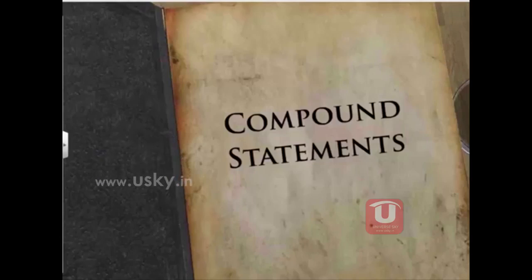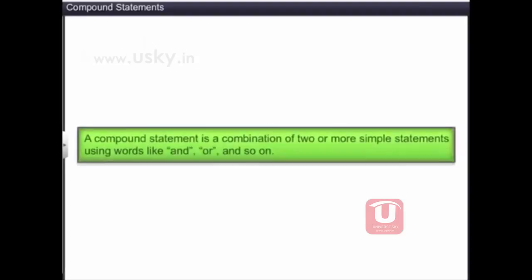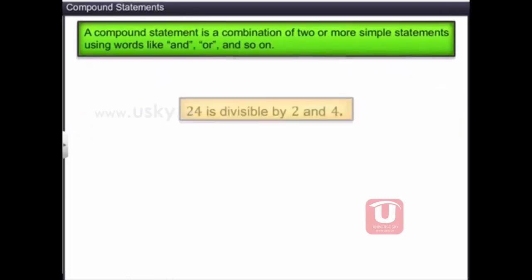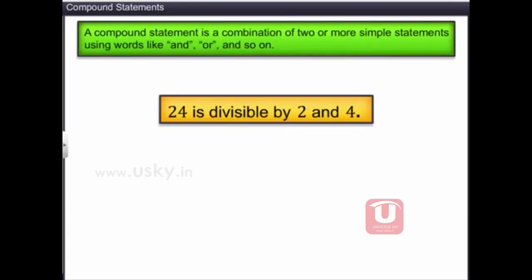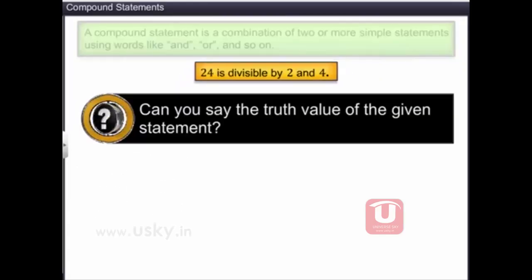In this module, you will learn to justify the truth value of a compound statement and identify quantifiers in mathematical statements. We know that a compound statement is a combination of two or more simple statements using words like and, or, and so on. Such words are called connecting words. Let's consider the statement 24 is divisible by 2 and 4. Can you say the truth value of the given statement? In order to determine the truth value of the compound statement, we first need to find its component statements.